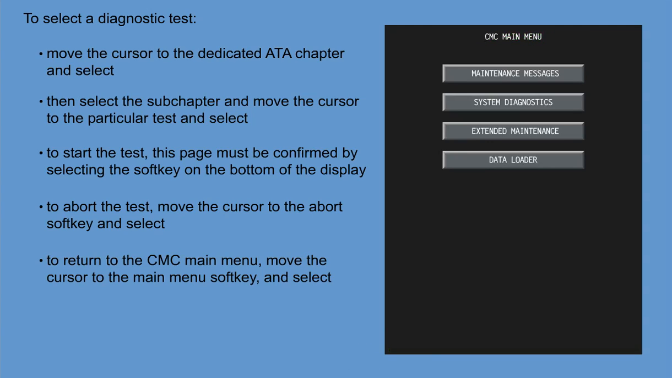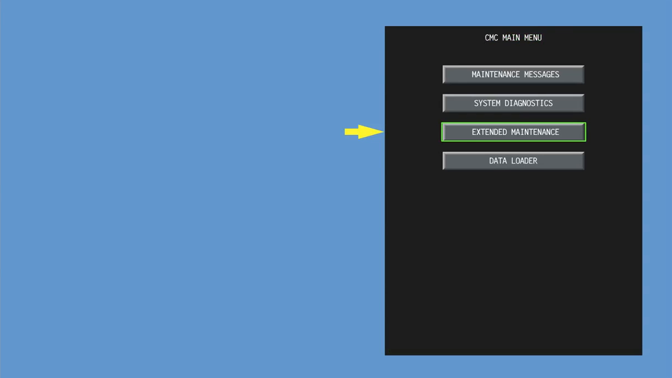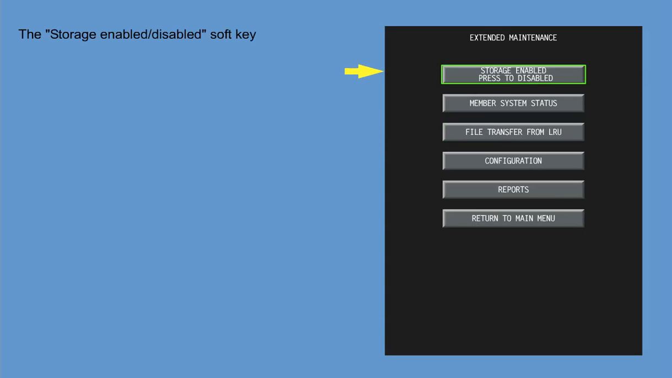Extended Maintenance soft key, the following soft keys will pop up. The Storage Enabled/Disabled soft key, when selected, inhibits the storage of maintenance messages in the fault history database. This function is normally used during aircraft maintenance.